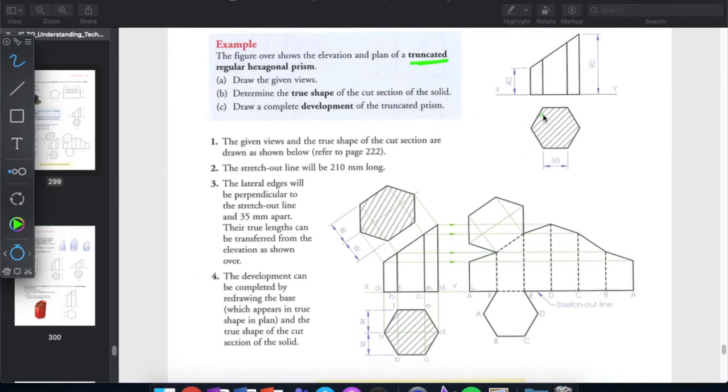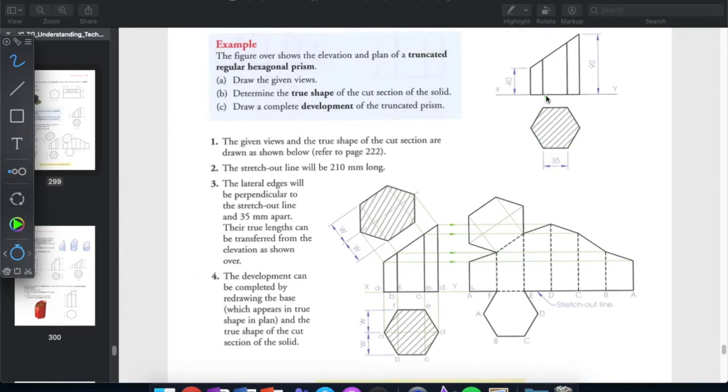In this case, it's a truncated hexagonal prism. What that means is that if you had your hexagonal prism where the bottom and the top were parallel to each other, that would be your regular prism. A truncated one is where it's cut off. Now, how that changes a development question is that the top of that now is not exactly a hexagon.